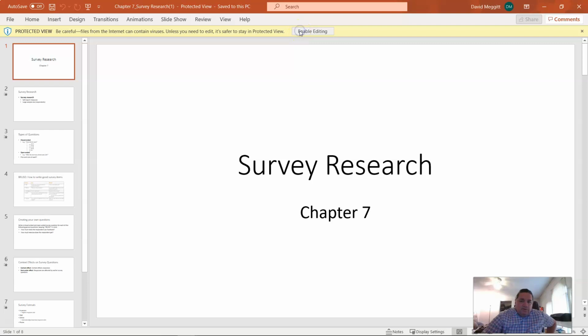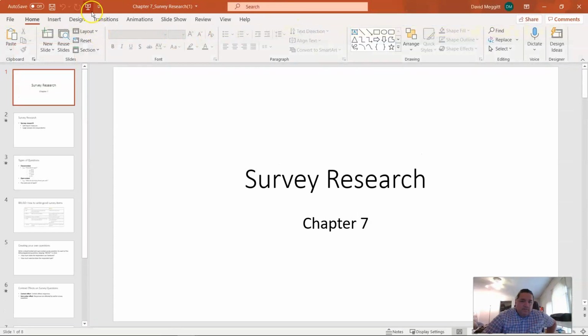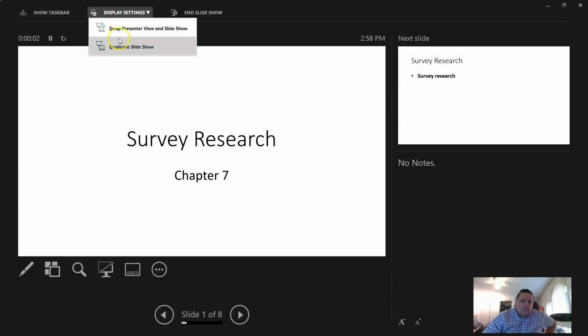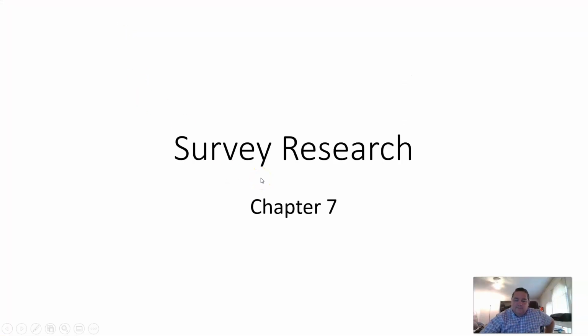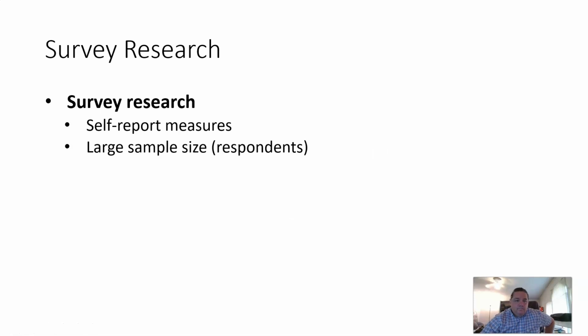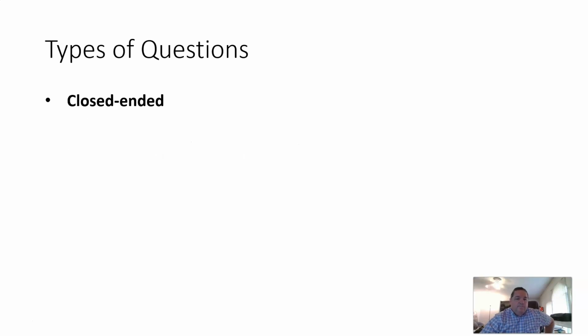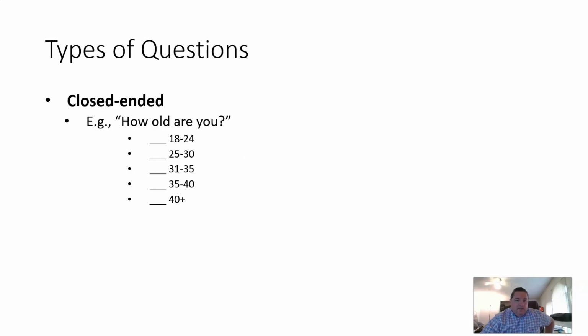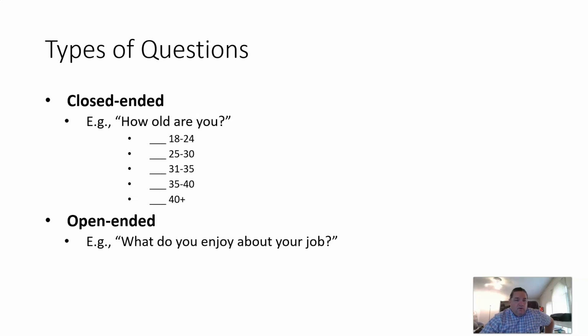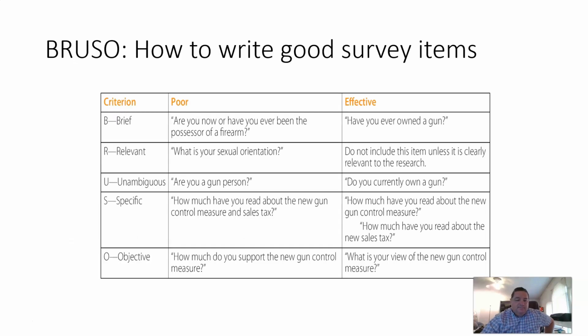Chapter 7 is survey research. So survey research uses self-report measures usually. You can do an interview with a survey, and usually a very large sample size. It's easy to send out an email and have a lot of participants participate in your research. The questions tend to be closed-ended, like how old are you, etc. Or open-ended, like what do you enjoy about your job? What are the pros and cons of each?